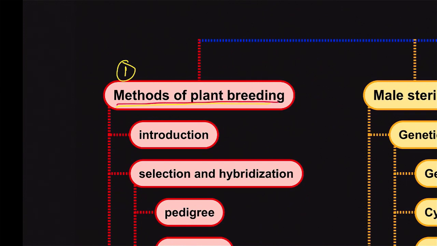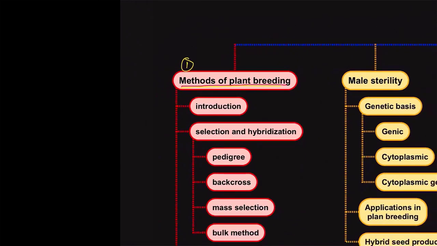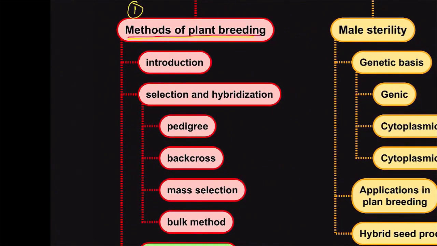So in methods of plant breeding, what are the methods that you have to study? You have to study these 4. Introduction of plants, plant varieties. Second, selection and hybridization, within which you have to study pedigree method, backcross method, mass selection method, and bulk method. The questions have always been extremely straight from these areas. There is no deviation from the topic as it has been mentioned in the syllabus, and most often they will ask you to describe a method and its applications.